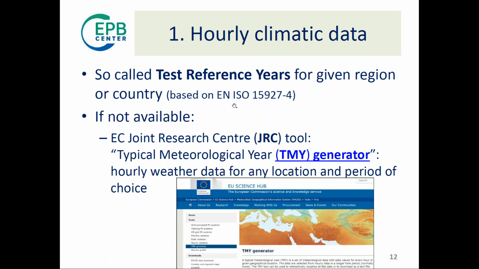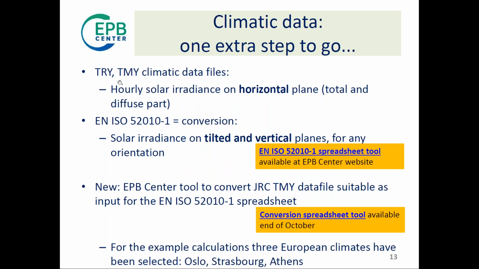So the first type of input data are the hourly climatic data. For that, you have the test reference years with hourly data for a given region of country. These types of data exist since many years. But they may not, and they are based on an EN-ISO standard, they may not be always everywhere available. Well, for that, the Joint Research Center of the European Commission recently developed a generator to generate typical meteorological years, which are hourly weather data for any location and period of choice. And so that's nice.